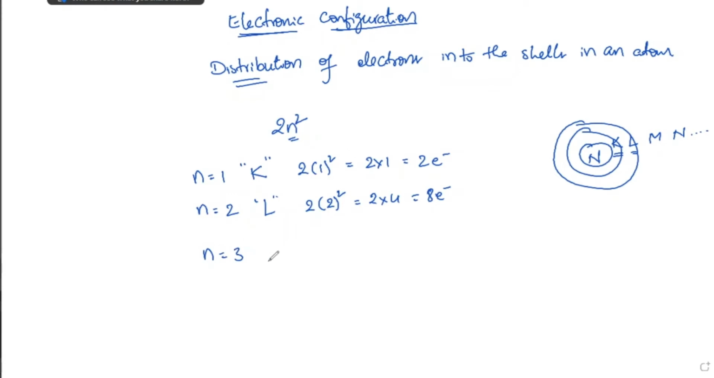Similarly, for the third shell, that is M shell, 2 into 3 square, that is 2 into 9, 18 electrons can be accommodated in M shell, means the maximum of 18 electrons can be put in M shell. So it goes on like that. So for K shell, a maximum of 2 electrons, for L shell a maximum of 8 electrons, and for M a maximum of 18. Similarly, for N shell a maximum of 32 electrons you can accommodate.